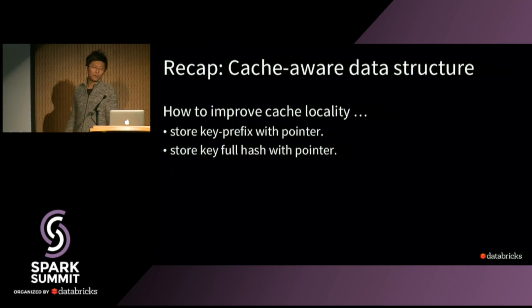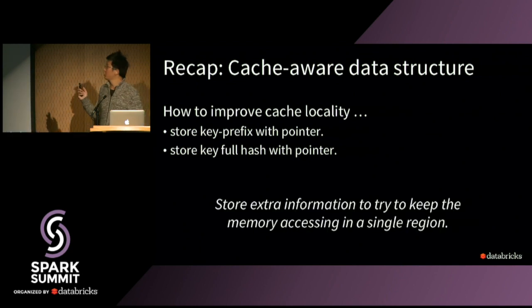So here is a quick recap of the cache-aware data structure in Spark. The way Spark picked to improve the cache locality is, first, we store the key prefix with the pointer to improve the sort, and then we store the key's full hash value with the pointer for the hash map. So in general, we store some extra information to try to keep the memory access in a single memory region to get good cache locality and improve the performance.